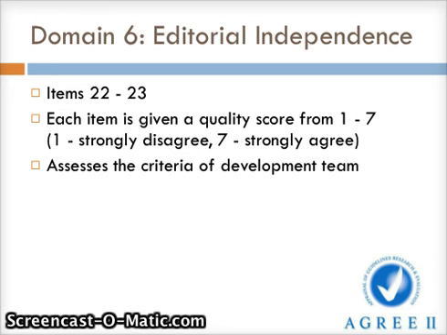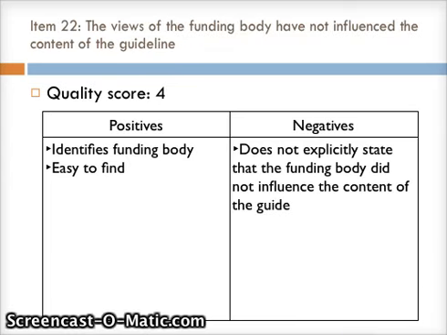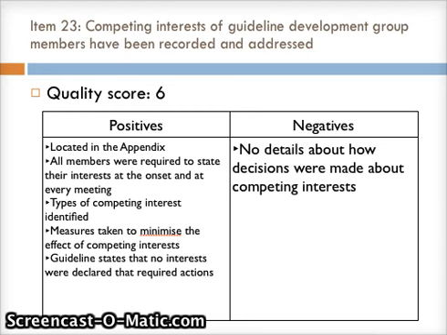Domain 6, Editorial Independence, covers items 22 to 23, and this assesses the criteria of the development team. Item 22, the views of the funding body have not influenced the content of the guideline, was given a quality score of 4 because the guideline identified the funding body, which was easy to find, being in the first few chapters of the guideline. However, they did not explicitly state the funding body did not influence the content of the guideline, which could present as some sort of bias.